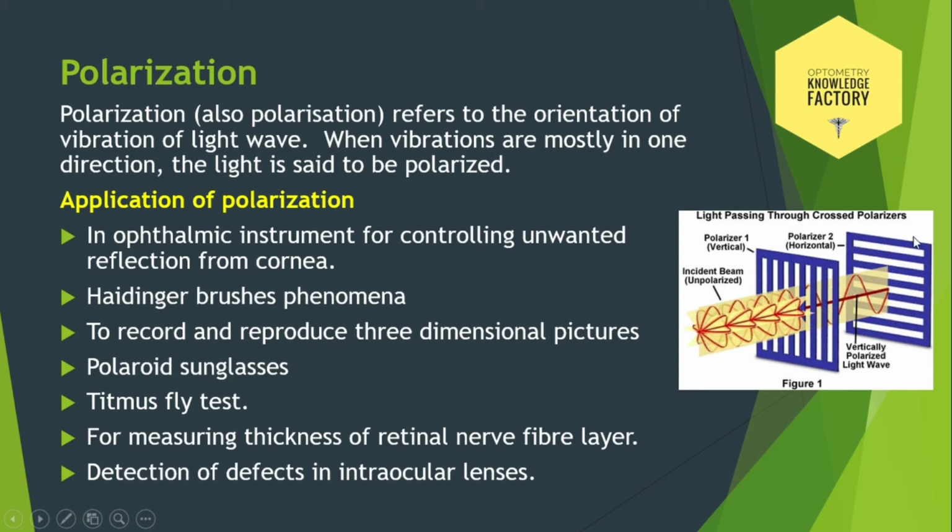Applications of polarization: in ophthalmic instruments for controlling unwanted reflection from the cornea, Haidinger's brushes phenomenon, to record and reproduce three-dimensional pictures, Polaroid sunglasses, Titmus fly test, measuring the thickness of the retinal nerve fiber layer, and detection of defects in intraocular lenses.